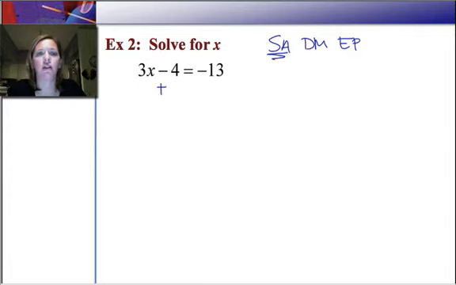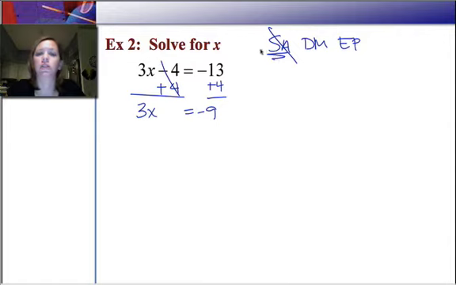So we'll undo that by adding 4 to both sides of the equation. Bring down the 3x, because there's no like terms for any other x terms. Negative 4 plus 4 is 0. Alright, and then negative 13 plus 4, that's a negative and a positive, so we subtract those numbers and keep the sign of the bigger number, so that's negative 9. So we undid the addition and subtraction.